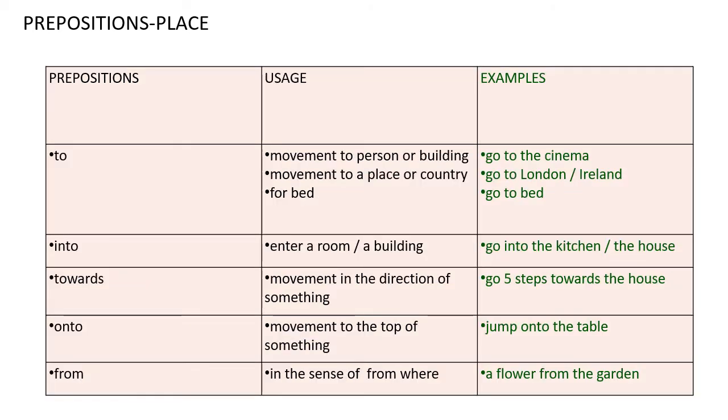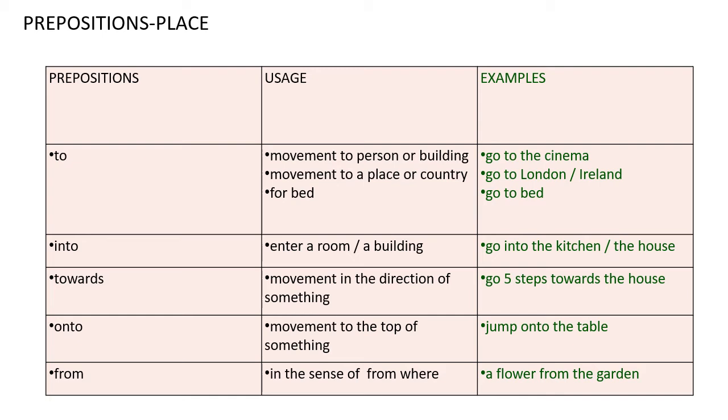Let's see some more prepositions of place. To. To is used to denote movement to a person or building. For example, go to the cinema. It denotes the movement to a place or country, like go to London or Ireland. It denotes going to bed, like go to bed.